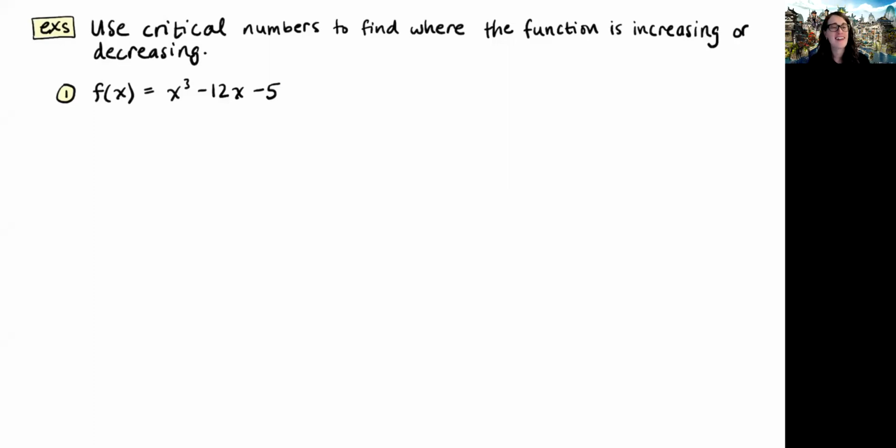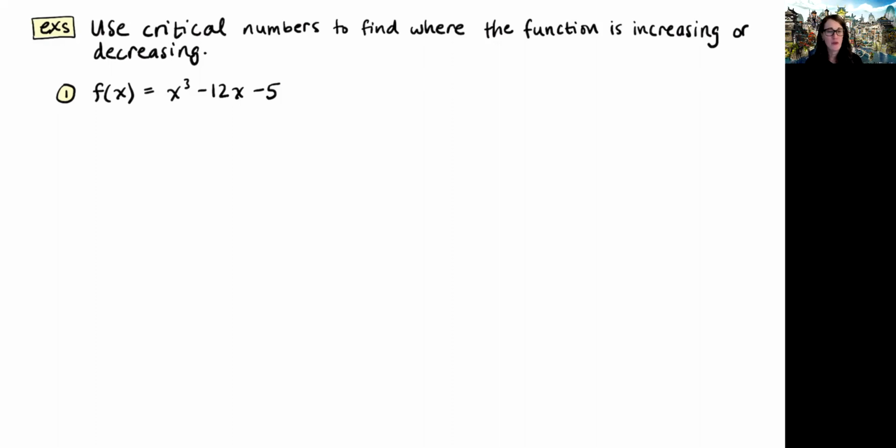All right, welcome back. Let's use our critical numbers and our knowledge about the sign of the derivative to determine where this function here, x cubed minus 12x minus 5, a lovely cubic function, is increasing or decreasing.